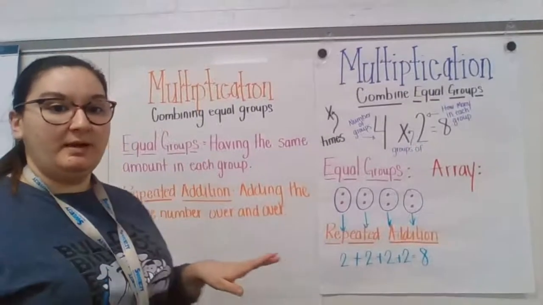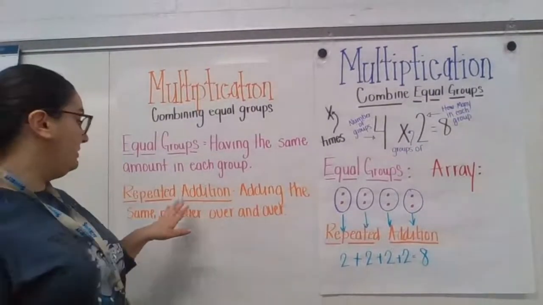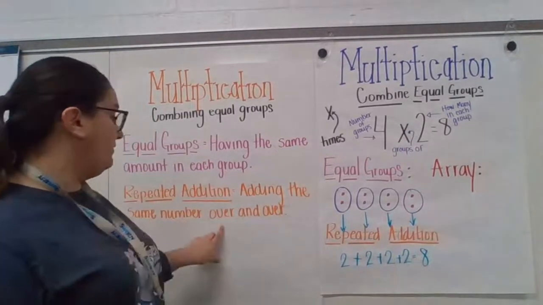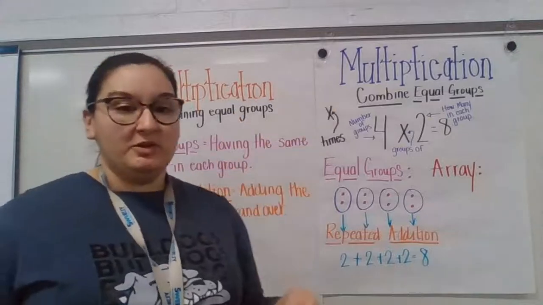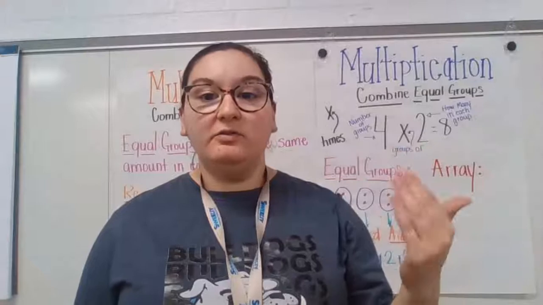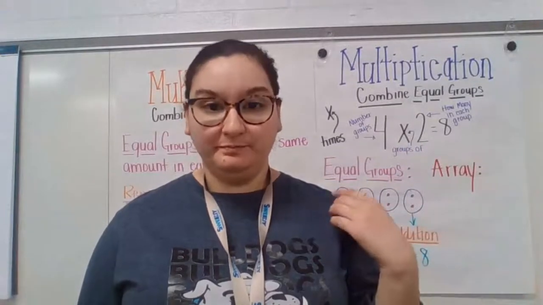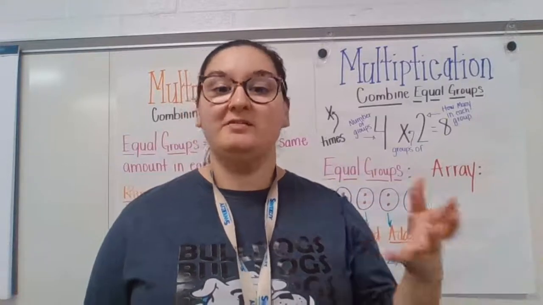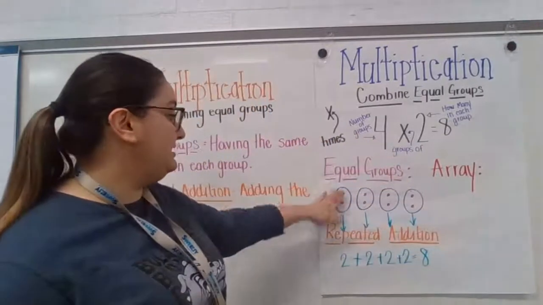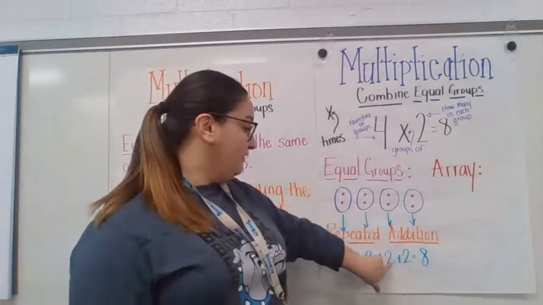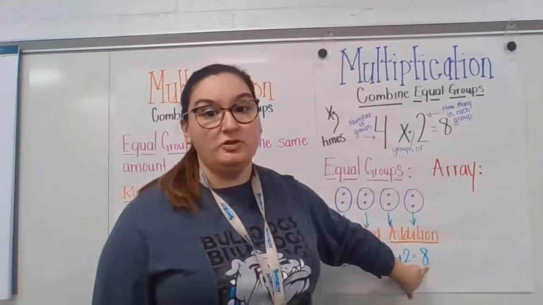We also have talked about showing multiplication with repeated addition, and that means we're adding the same number over and over. So we're taking what we have in our groups and adding it over and over. However many groups we have is however many times we add them. So for instance, I have 4 groups of 2, so I am adding 2 four times to get my total.